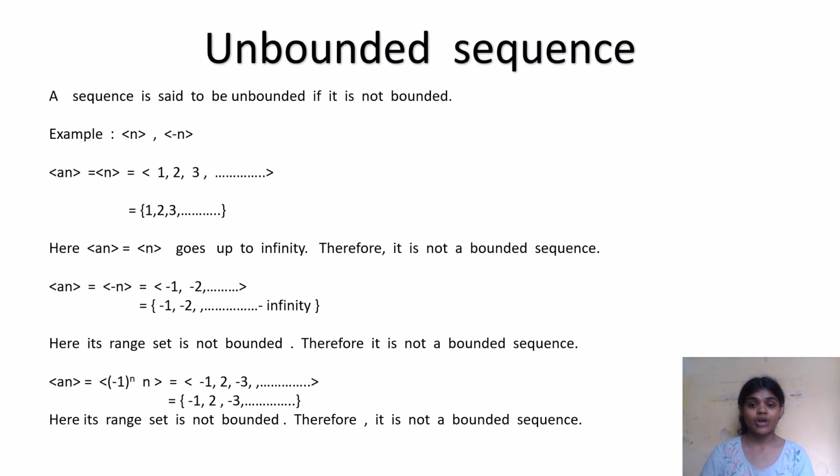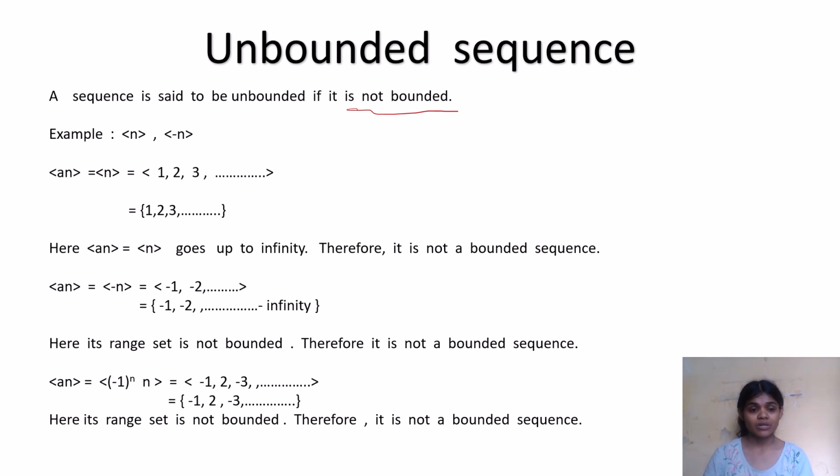Now we will learn about unbounded sequences. A sequence is said to be unbounded if it is not bounded. Now take an example: the sequence of natural numbers, which is 1, 2, 3 and so on. Its range set is 1, 2, 3 and it goes up to infinity. Therefore, it is not a bounded sequence. Now take another example. Sequence of minus n, which is minus 1, minus 2 and so on. Its range set is minus 1, minus 2 and it goes up to minus infinity. Therefore, its range set is not bounded and it is not a bounded sequence.